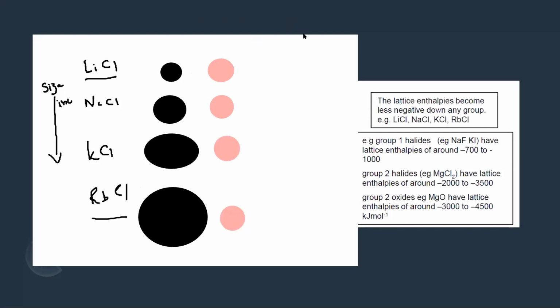As you can see, the charge on the ions: lithium plus, chloride minus, sodium plus, chloride minus, potassium plus 1, chloride minus 1, rubidium plus 1. But this one has a greater distance or gap, so they have weak attraction. As they have weak attraction, the lattice energy will be less exothermic or less negative, and this one will be more exothermic or more negative. Is it clear?